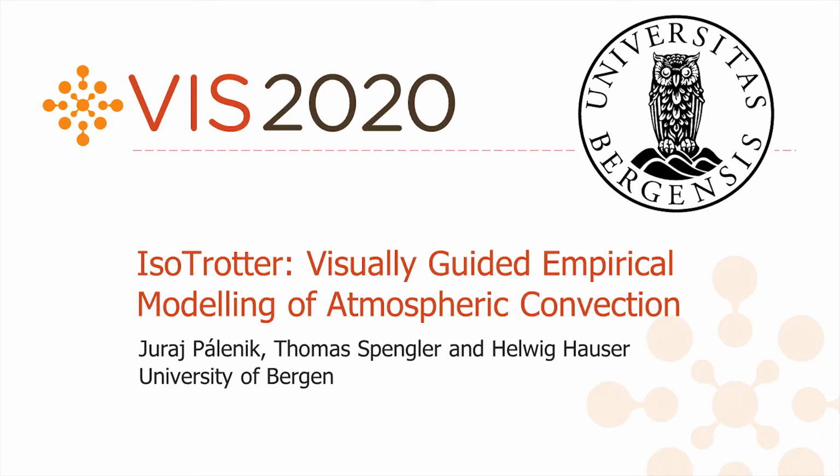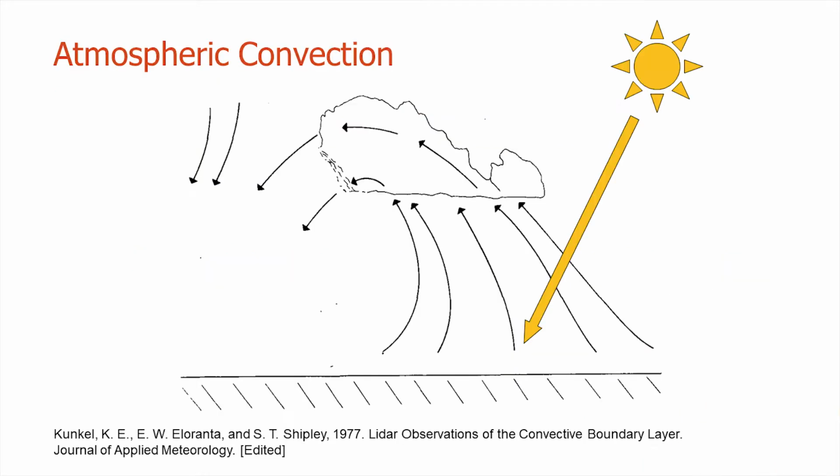Hello everyone, my name is Juraj Páleník, and together with my colleagues Thomas Sprengler and Helwig Hauser, we present the IsoTrotter, visually guided empirical modeling of atmospheric convection.